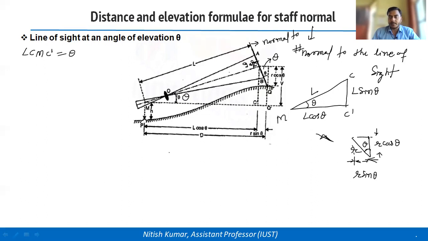So now the horizontal distance between P to Q will be the summation of L cos theta and R sine theta. So we can write here D is equal to L cos theta plus R sine theta, right? And we can write here L sine theta.